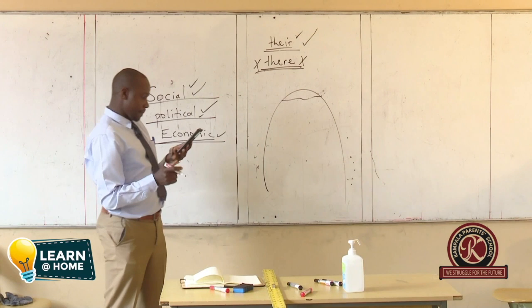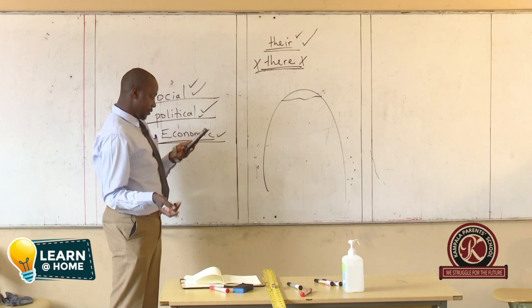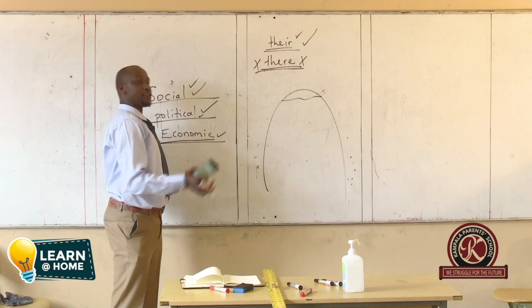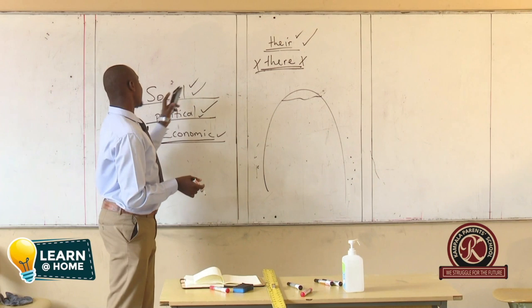Mention any one social importance of mountains to people. You said mountains are used for mining, yet mining is economic. So from that point of view, the question wanted a social importance, but you gave an economic importance.